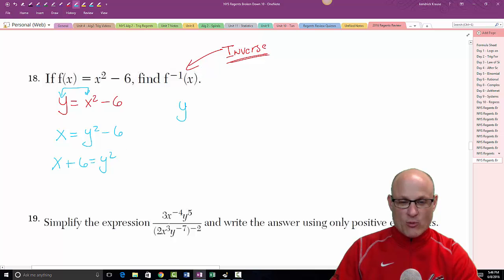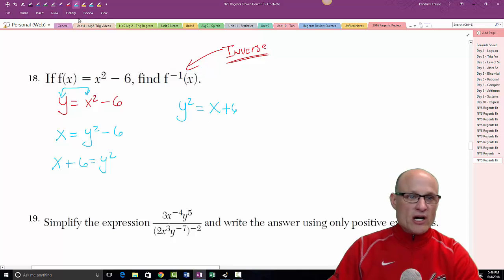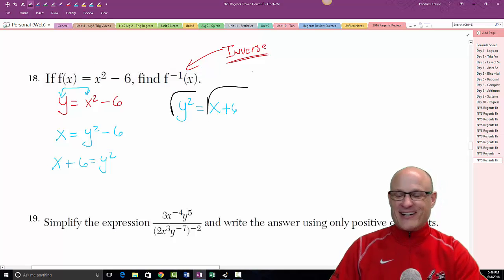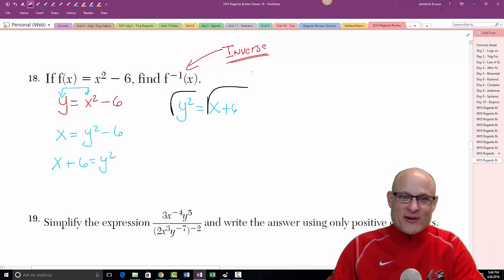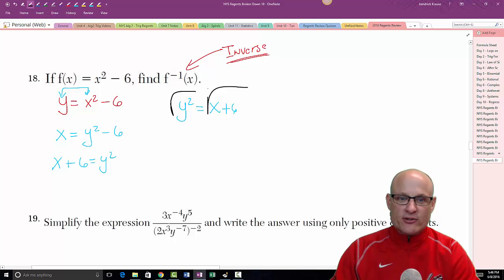I don't really like the way that looks, so I'm going to write y squared is equal to x plus 6. Well, now I just got to find y, so I take the square root. One of my flashcards says, if you take the square root, what do you got to remember to put? And the answer is a plus or a minus. So the inverse function is y equals plus or minus the square root of x plus 6.